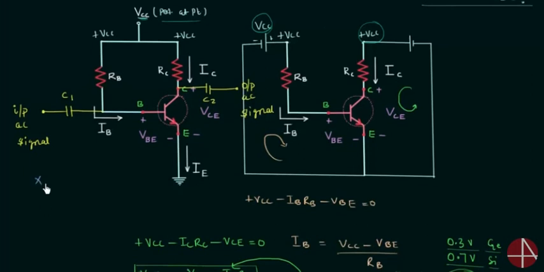reactance offered by the capacitor is equal to 1 by 2 pi fc, where f is the frequency, c is the capacitance, and we already know frequency is equal to 0 in case of DC. So reactance is equal to 1 divided by 0, which is equal to infinity. And because of this, capacitor C1 and capacitor C2 will be replaced by open circuit, because infinity resistance is offered by open circuit. So this is all for this lecture.